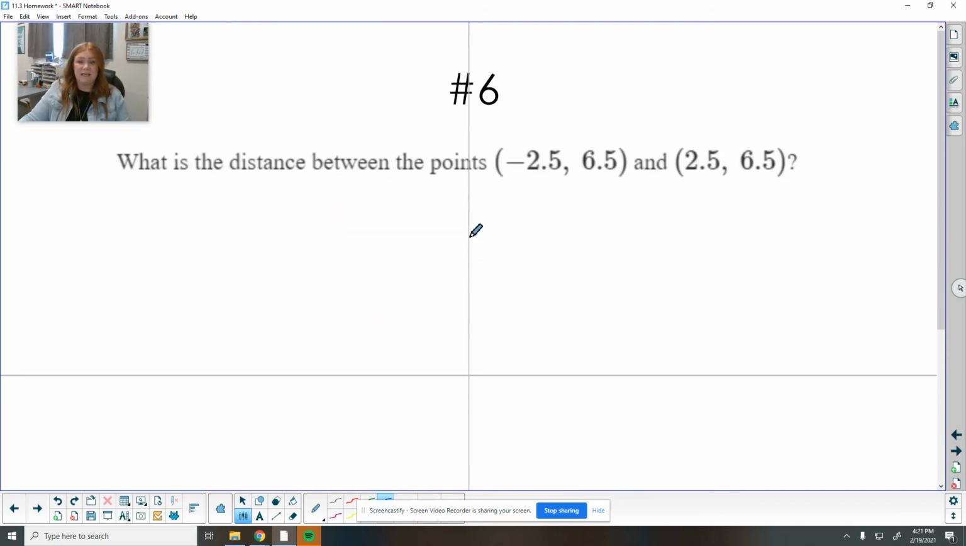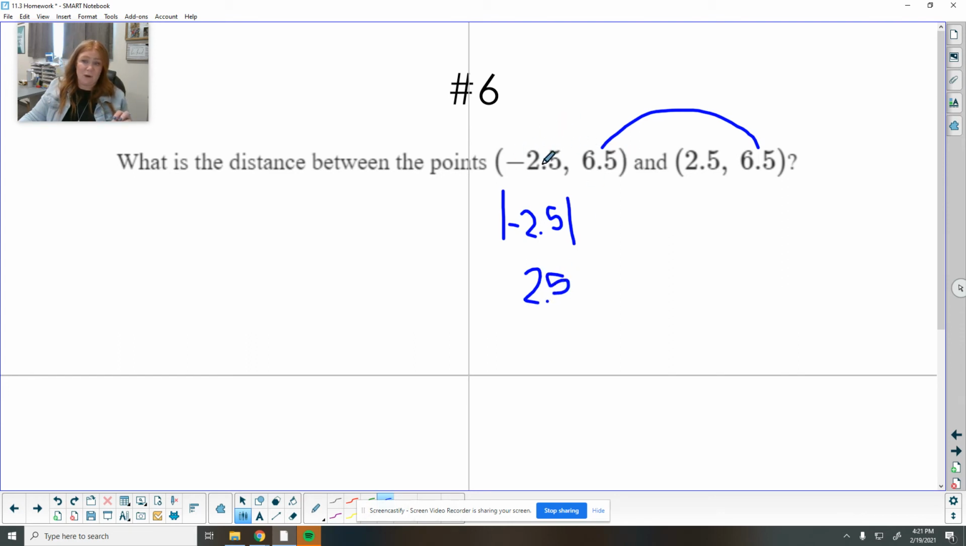So number 6, again, we're trying not to use the graph. What is the distance between these points? First we just want to look and see what is the same. I can see the y's are the same. These are very close, but they're opposites. So how do I get from 0 to -2.5? That's the absolute value of 2.5, which is a distance of 2.5.